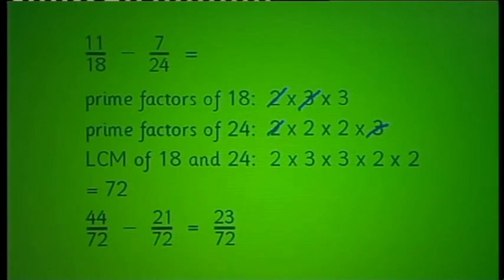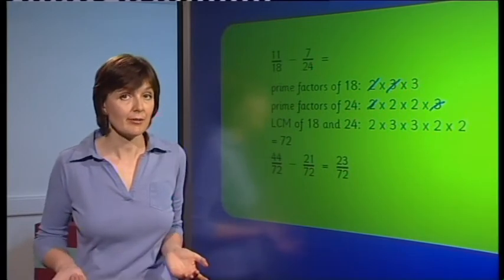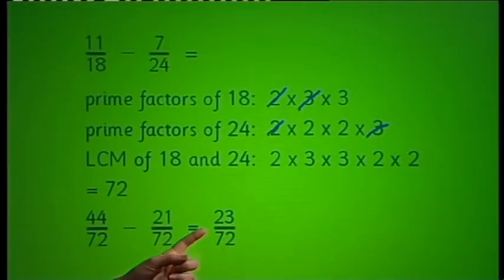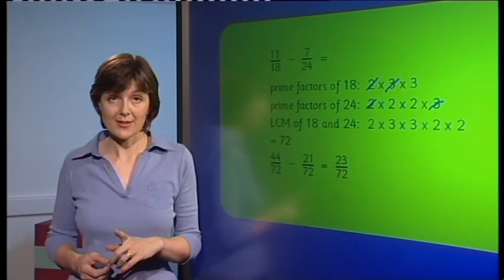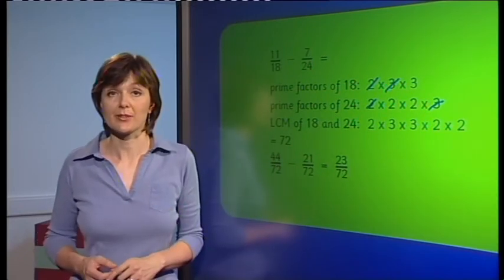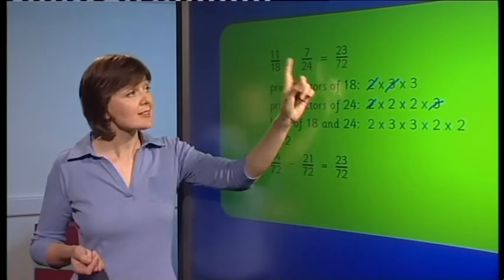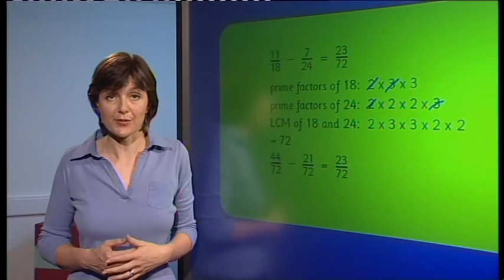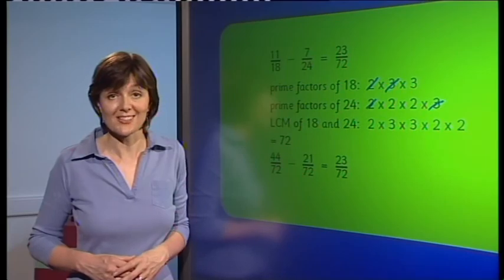23 over 72. The last step is to check that the answer can't be written better, either by writing it as a mixed number or by simplifying it. Well, this time we've got a proper fraction, so no mixed numbers, and also 23 and 72 don't have any common factors. I'm sure of that because 23 is a prime number, so it doesn't have any factors, at least not any useful ones, just itself and 1. So this is our final answer, and we've proved in this lesson that we can add or subtract fractions. In the next lesson we'll look at multiplying and dividing. So good luck with your exercises, and I'll see you then.